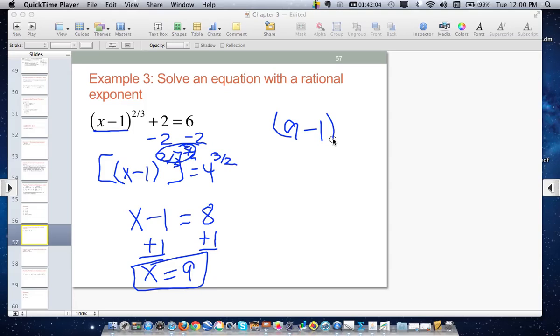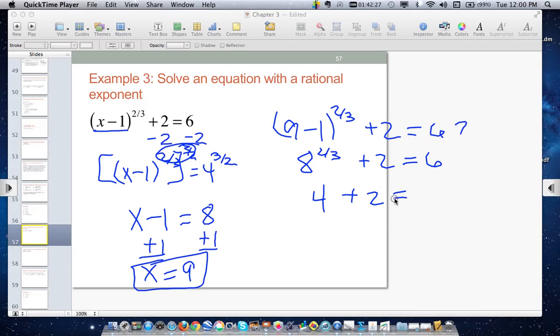Does 9 minus 1 raised to the 2/3 plus 2 equal 6? And we're checking our solution. That's what we're looking for. So 8 to the 2/3 plus 2, does that equal 6? Well, 8 squared is 64. The cube root of 64 is 4, since that comes from 4 times 4 times 4. And 4 plus 2 is equal to 6. We know that our solution is correct.